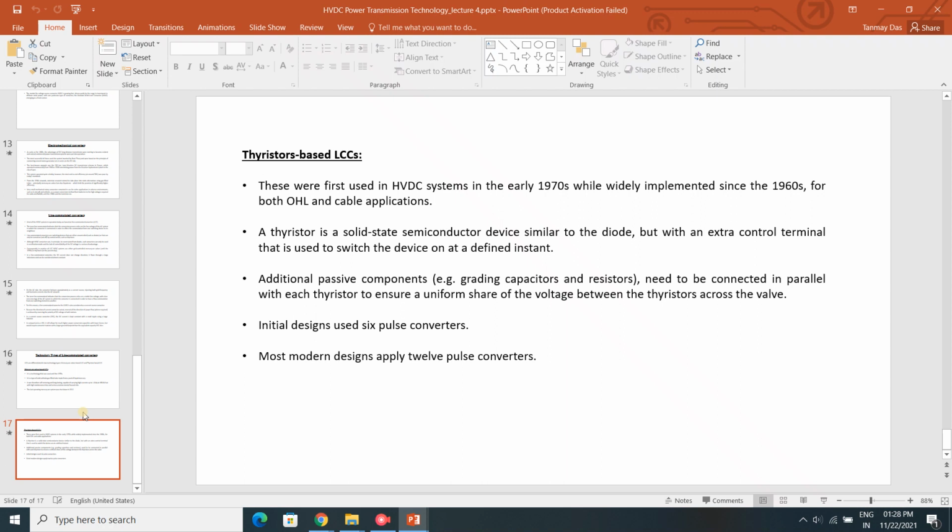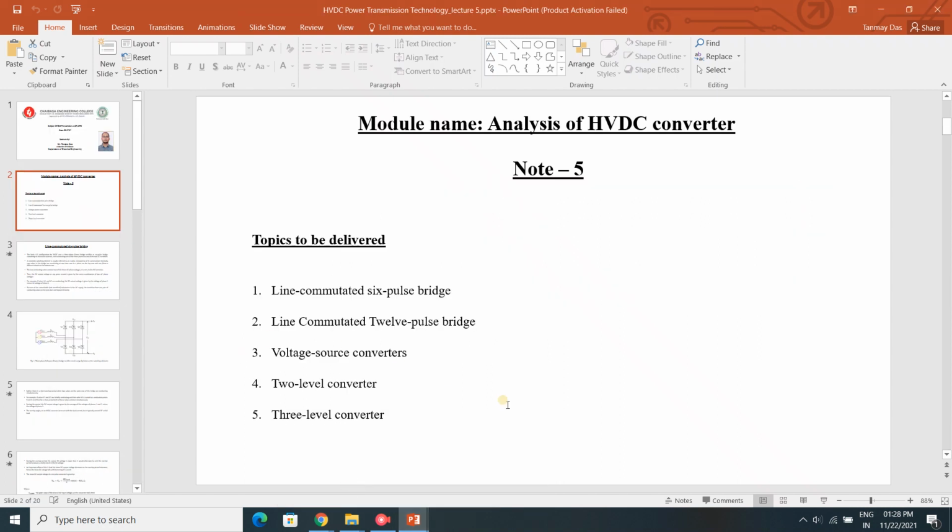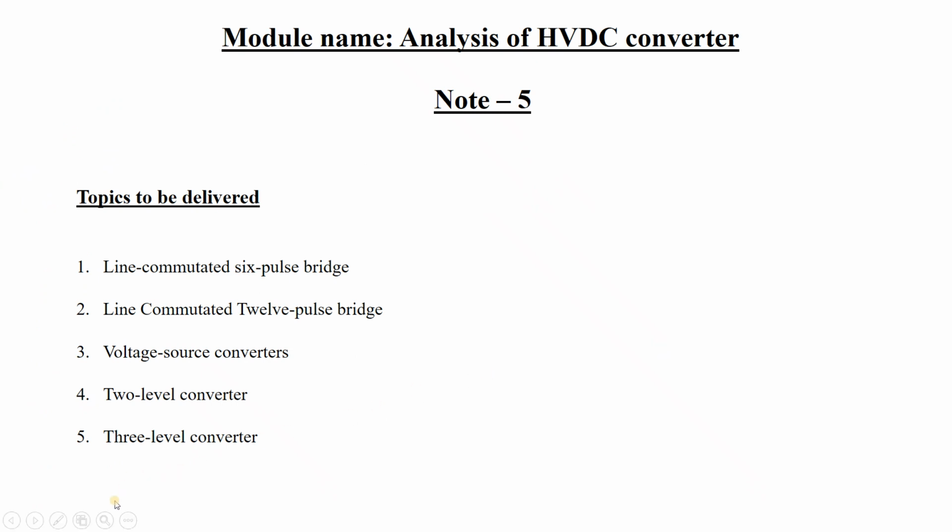Still, in modern cases, in the advanced techniques, VSCs are generally used, which we will be studying later in this lecture, where IGBTs are used, which have better control or operation compared to thyristors. First of all, we will discuss thyristors. There is a line commutated 6 pulse bridge. Okay, line commutated 6 pulse bridge.